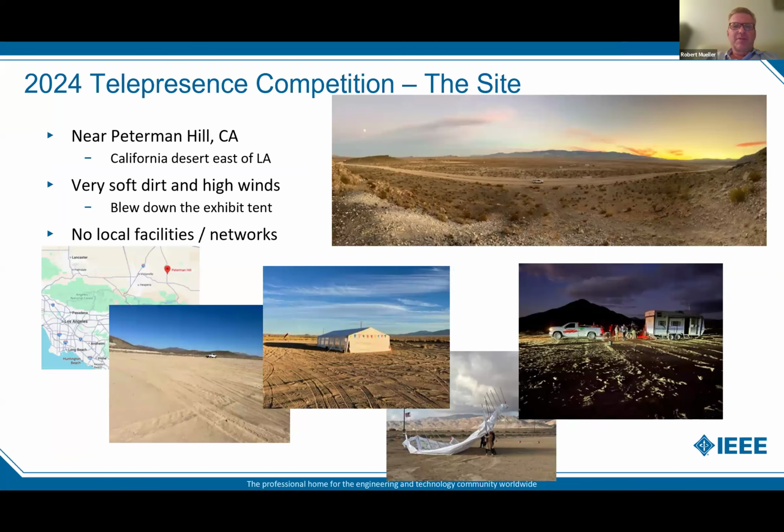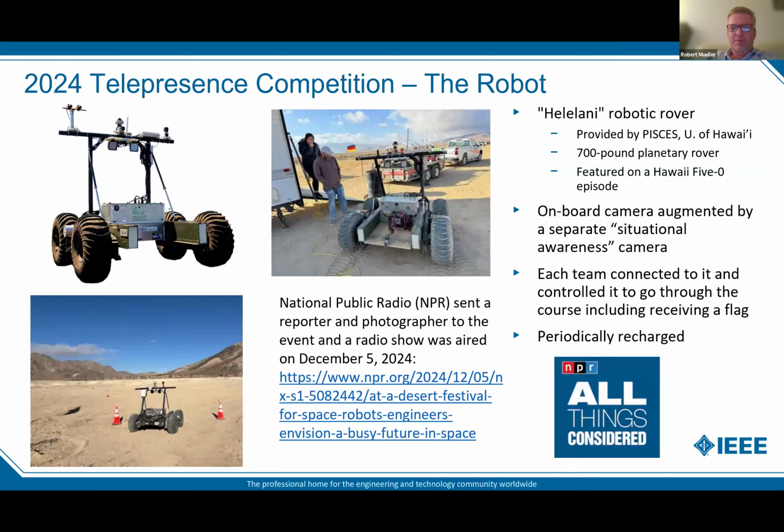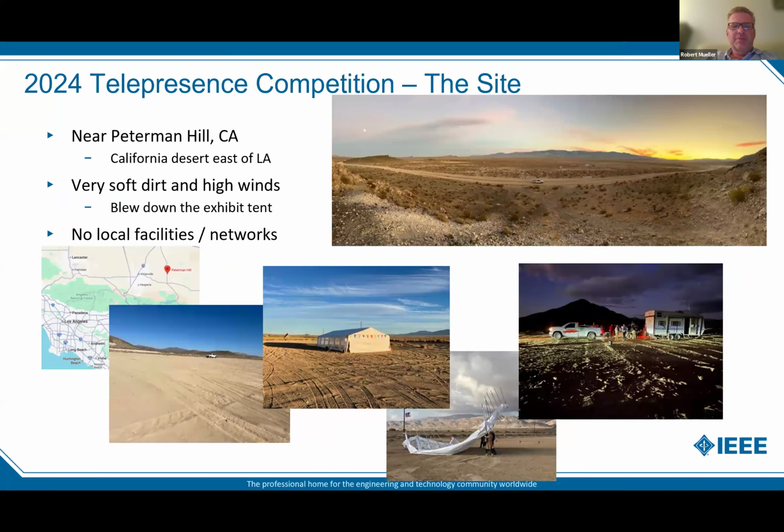So we were at the telepresence site. It's a remote site in the Mojave Desert near Peterman Hill, and very soft dirt, very Mars-like, and high winds. We had that tent that's shown in that picture, and next morning there's the tent. It just blew down and crumpled. So it's hard to operate. It's an extreme environment, extreme engineering, really good for testing, but not good for holding an event.